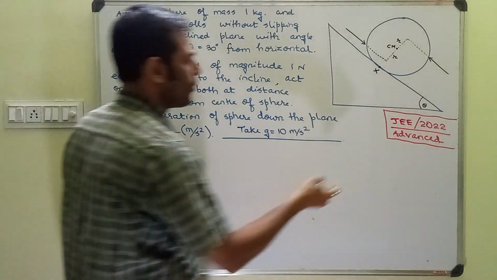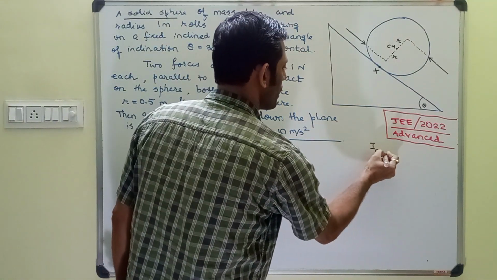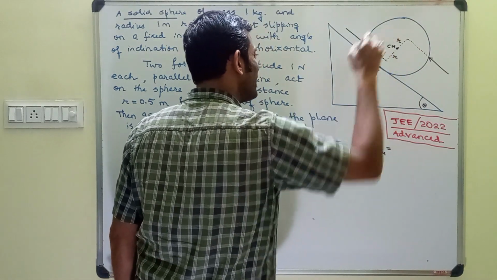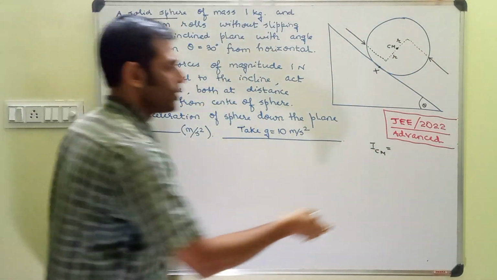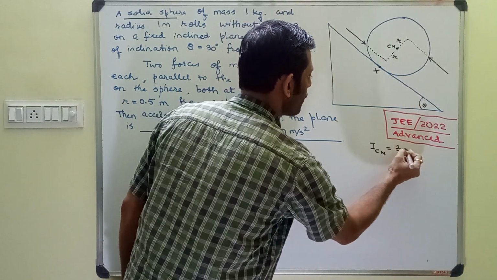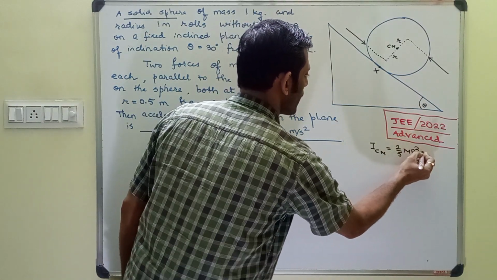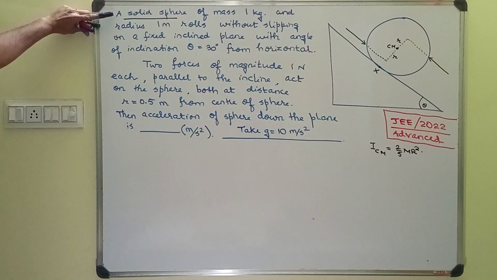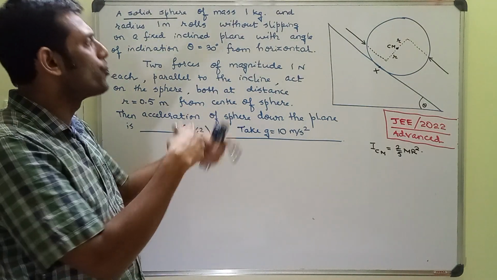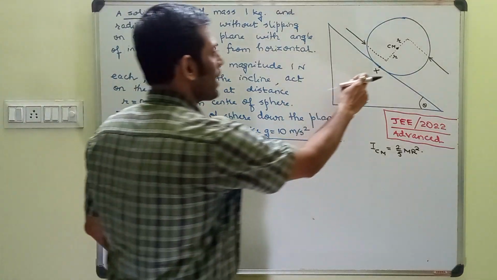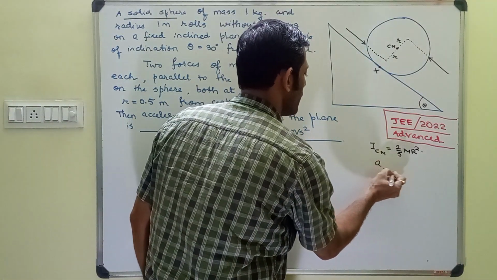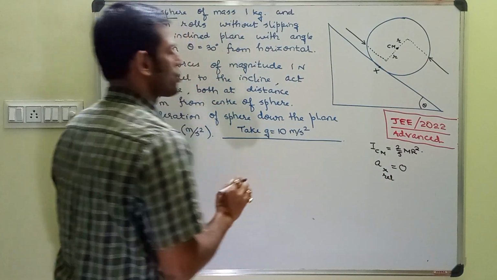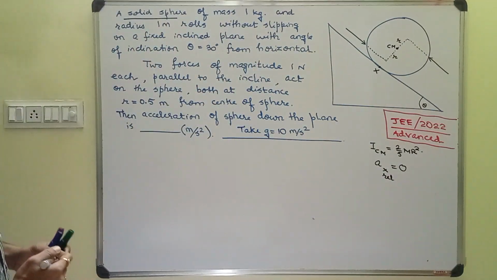Moment of inertia of a solid sphere about the center of mass, about an axis passing through the center of the sphere, would be equal to 2/5 mR squared. Now, this solid sphere of mass 1 kg, radius 1 meter, rolls without slipping. That means relative acceleration at x would be 0, and that means a lot of things.